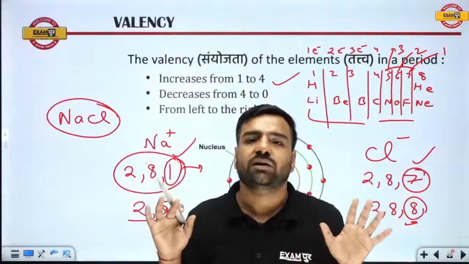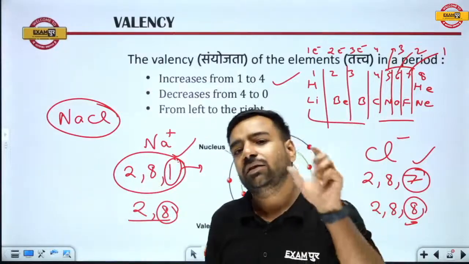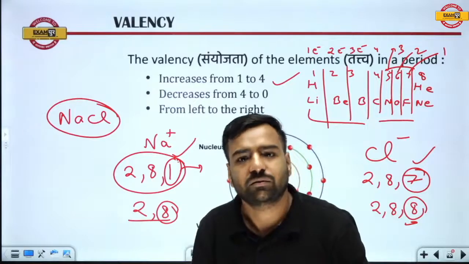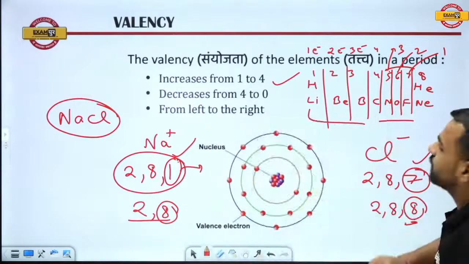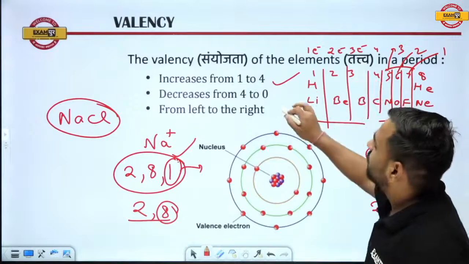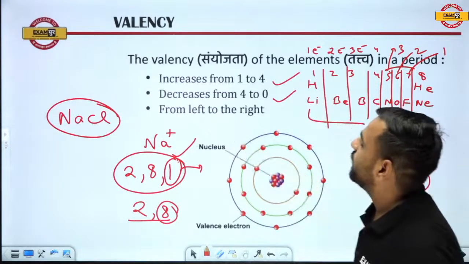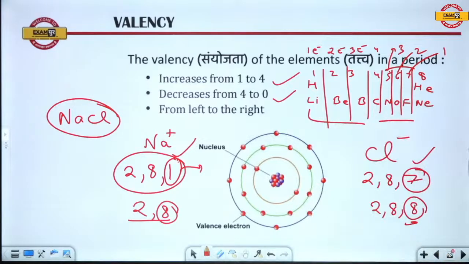So for completing the outermost shell, either by giving or taking, how many electrons can be taken or given? That will give you valency. Simple. Fine. Okay. So here, first it will increase till 4, then it will decrease from 4 to 0, from left to right. Okay. So valency we have understood now.